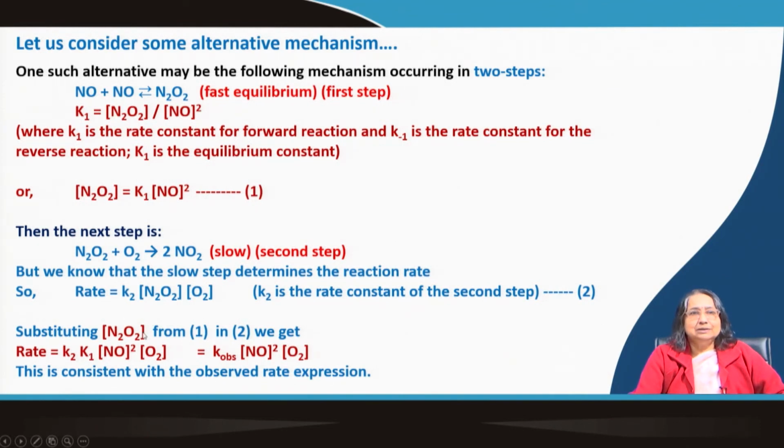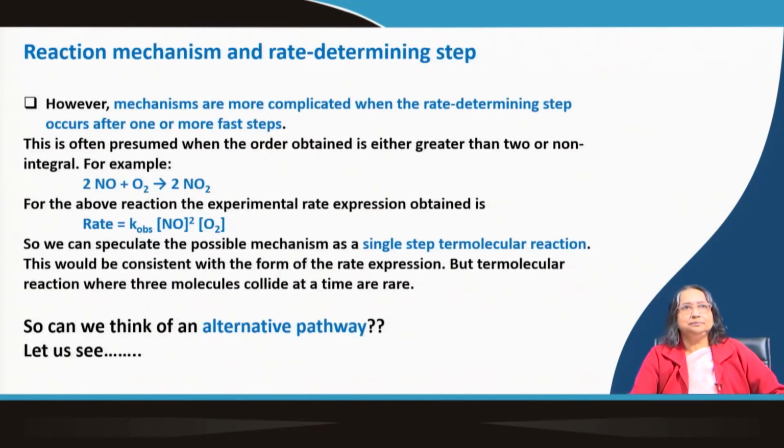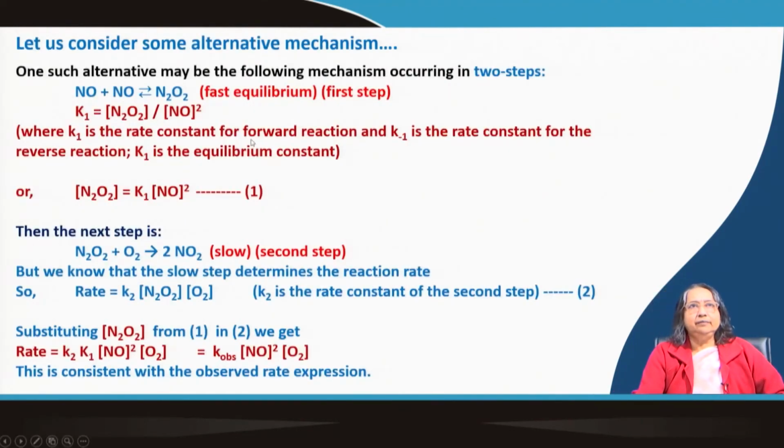Now after putting this in, we are getting this. So this is a constant, this is also a constant. So we can write that this is K observed, another constant, okay. Now if you see the rate expression, it is matching with the actual rate expression found experimentally, okay. So this alternative mechanism is not considering a termolecular reaction, but it is considering first an equilibrium, this is the first step, then the second step is the slow one, the reaction of N2O2 with oxygen to form this one.